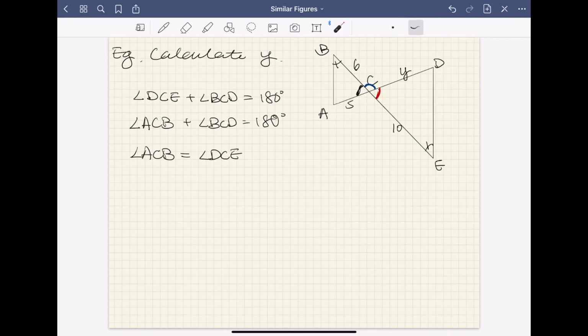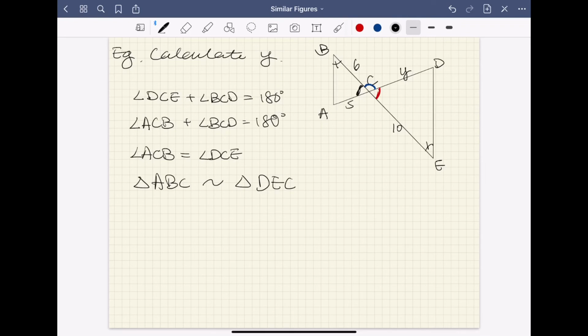Therefore, we have two sets of conditions: angle B and angle E are equal, and this black angle and this red angle are equal. So we can prove that triangle ABC is similar to triangle DEC.